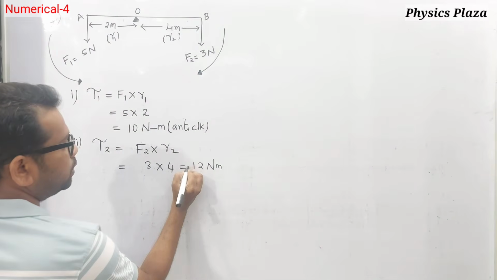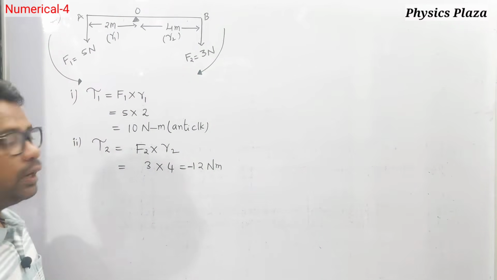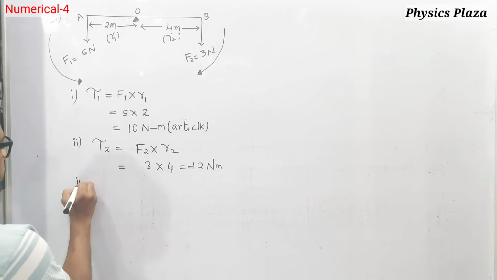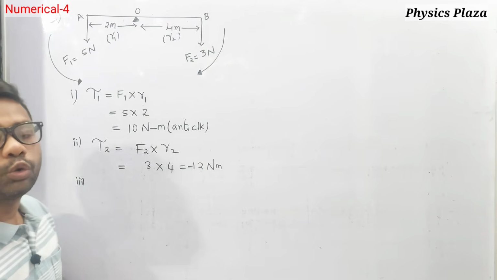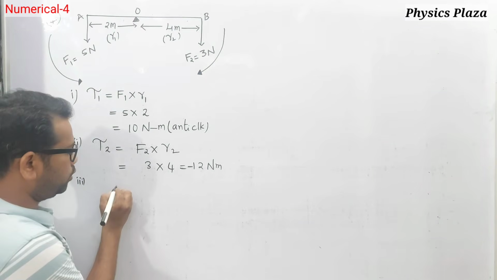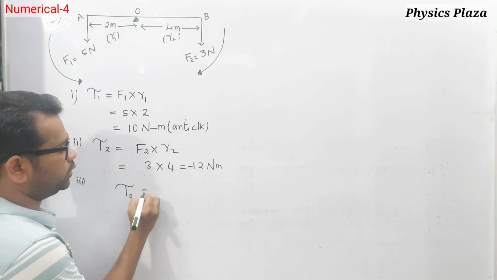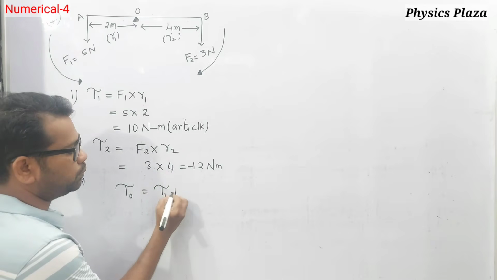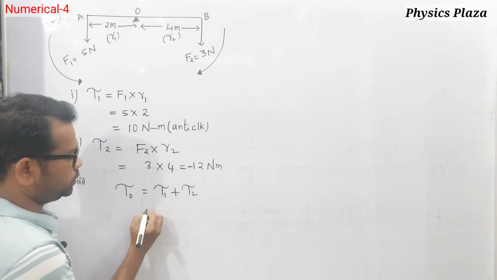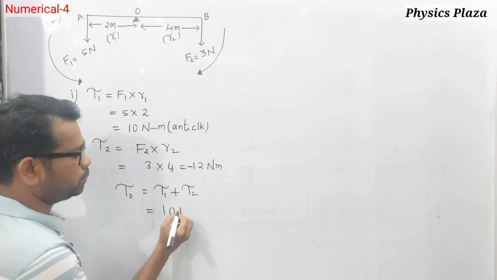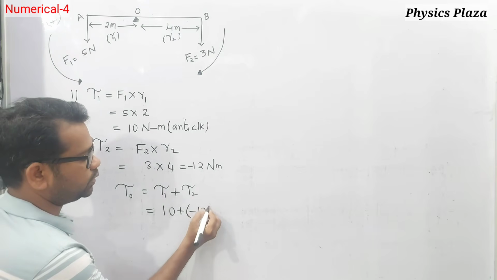So, this is going to be minus 12. Now, third bit, they are asking us to calculate the total moment about O. Total moment about O is equal to tau 1 plus tau 2. So, this is going to be 10 plus of minus 12.